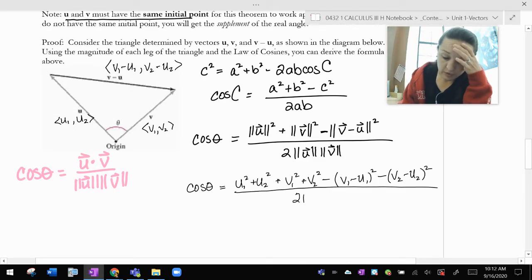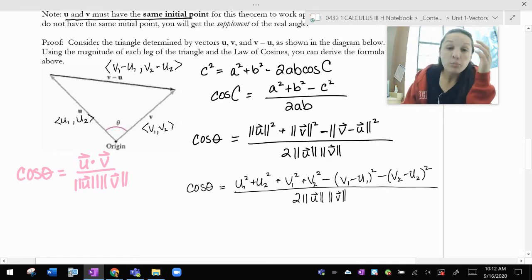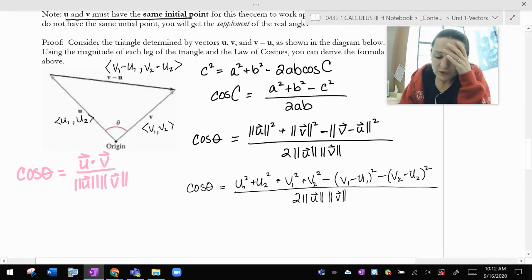Some of you are screaming, Mrs. Vibber, you just made it worse. Yes, I did. I set the dumpster on fire so I can get it to a previously solved or previously understood solution. Okay, this still looks a lot worse, but you know what? When I square a binomial, I get a trinomial.